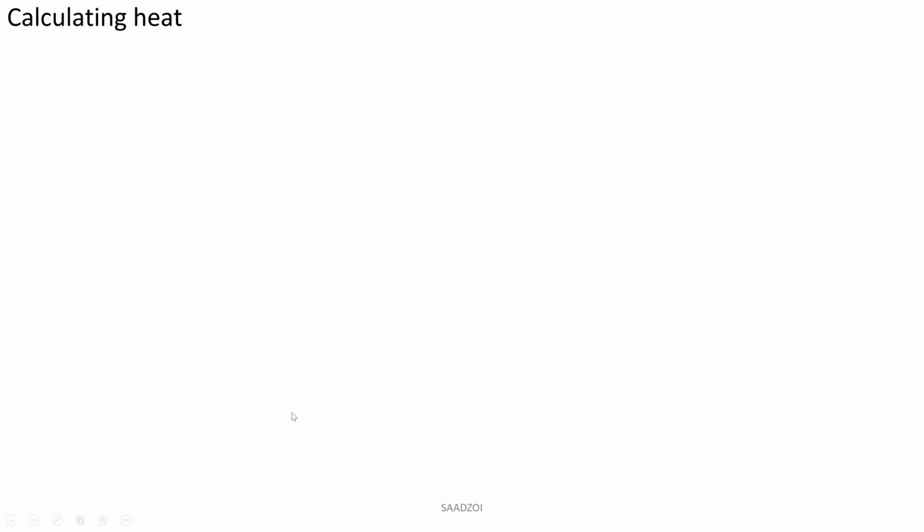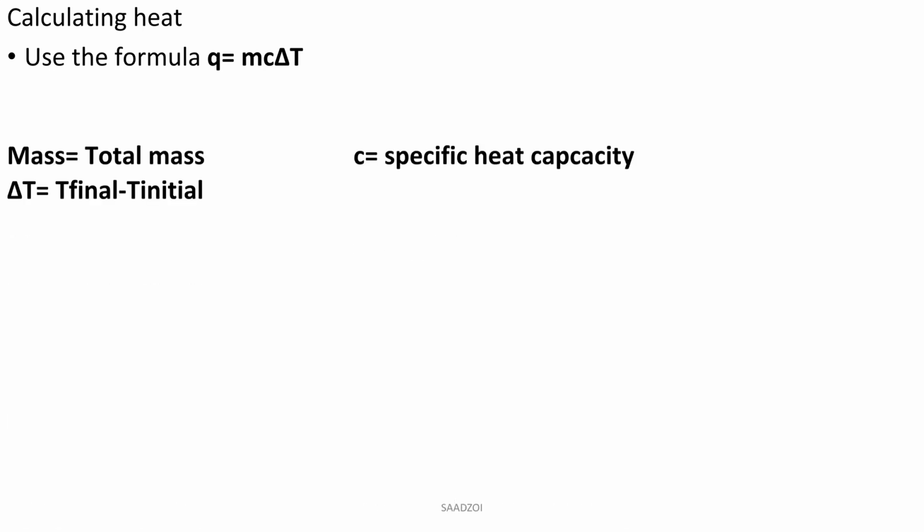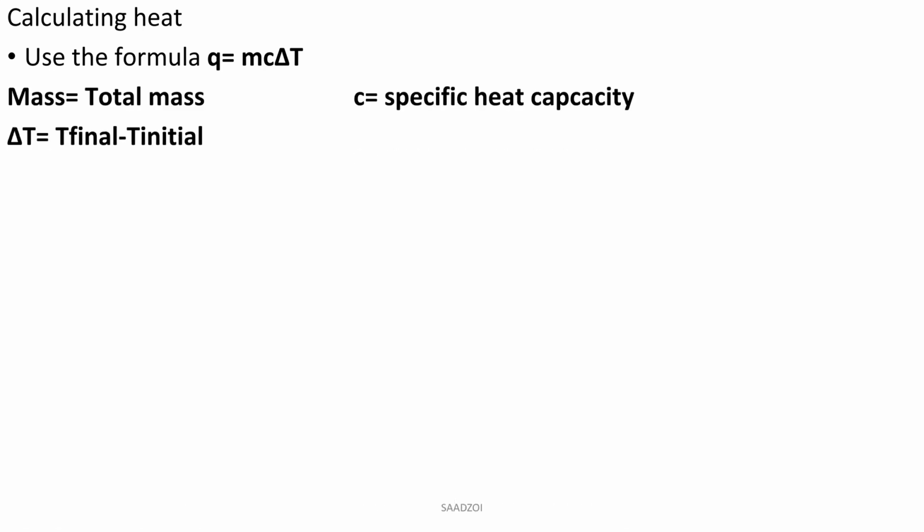Before we do that, first we have to talk about how to calculate heat. Heat is represented by the symbol Q. And what you use is the m c triangle T formula, also known as MCAT. Q equals m c triangle T. The m is your mass. It's your total mass. So if you have water by itself, it's just the mass of the water. If you have a metal by itself, it's just the mass of the metal.